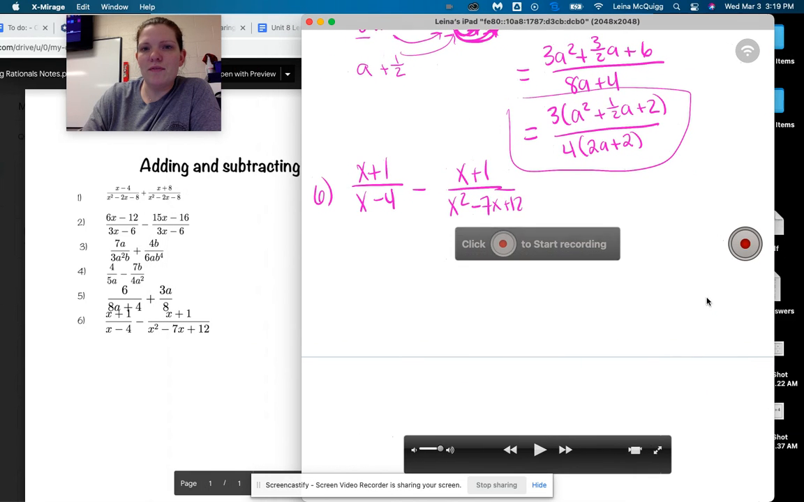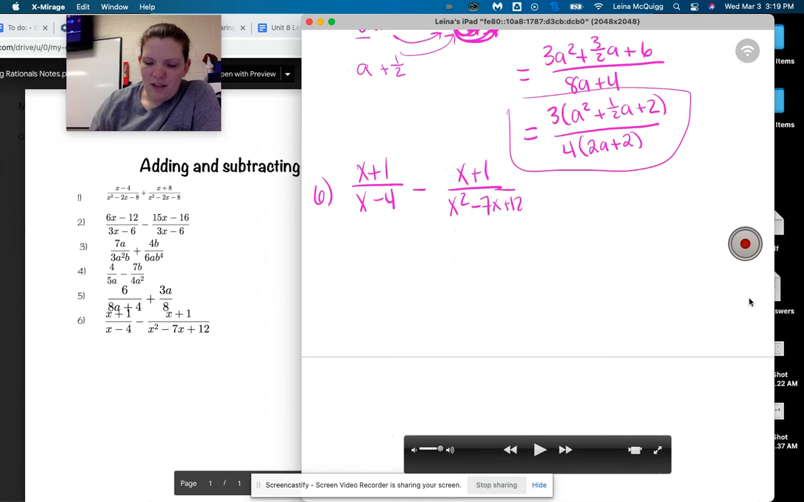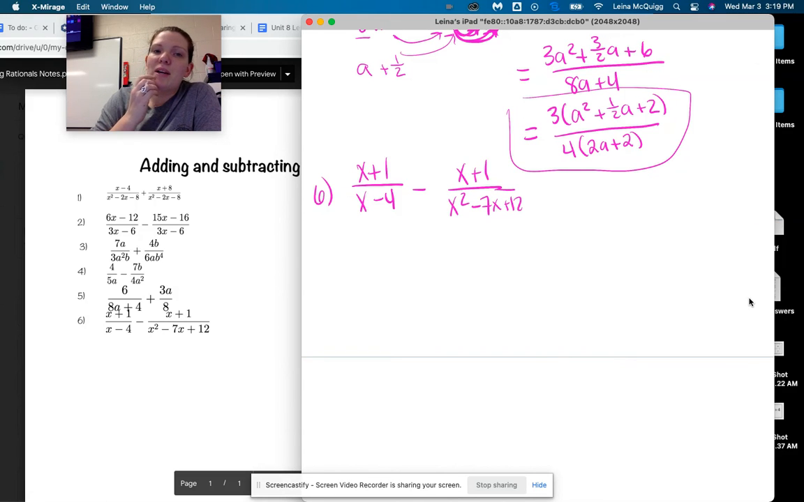Wasn't paying attention. All right, so to find a common denominator, the first thing I'm going to do on this problem is I'm going to factor this to see if I can just multiply x minus 4 by something to make it look like that. So I'm going to factor that piece. So that would give me a times c is 12, negative 7. So I'm going to go with 5, negative 5, and negative 2.